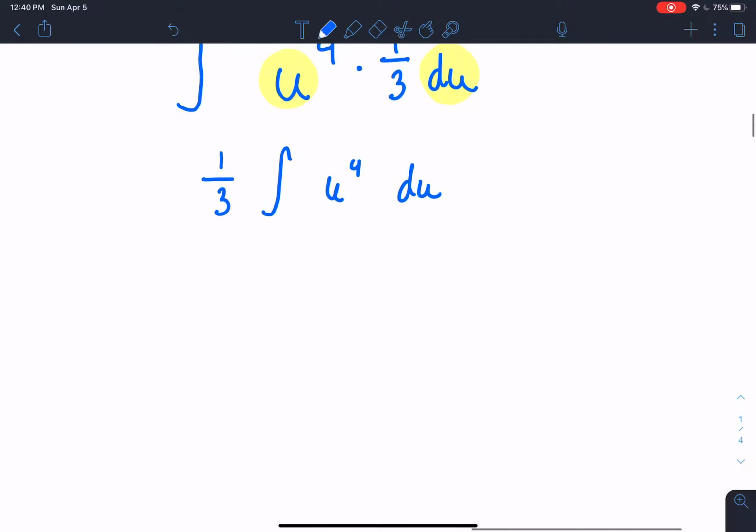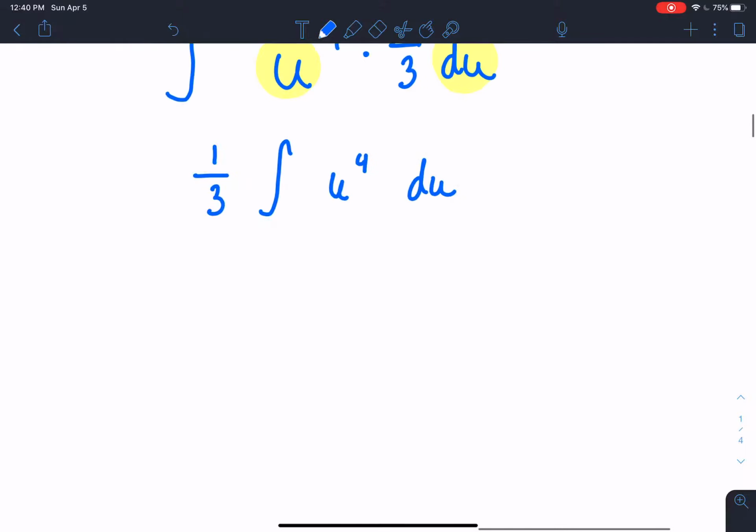All right, and then from here, you're going to find the antiderivative, right? Finding the antiderivative of u to the 4th, that's pretty easy. You just add 1 to your exponent, divide by your new exponent. So you have 1/3 times u to the 5th over 5, and because we're doing an indefinite integral, plus c.